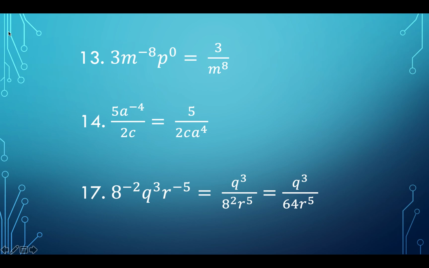Okay, well, we could go ahead and simplify 8 squared. So 8 squared would give us 64. So your final answer is q to the 3rd over 64 r to the 5th power.